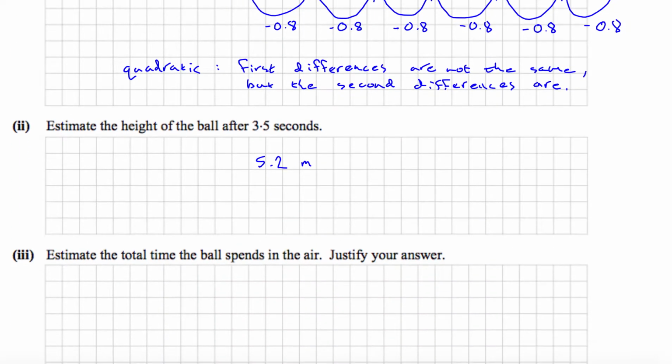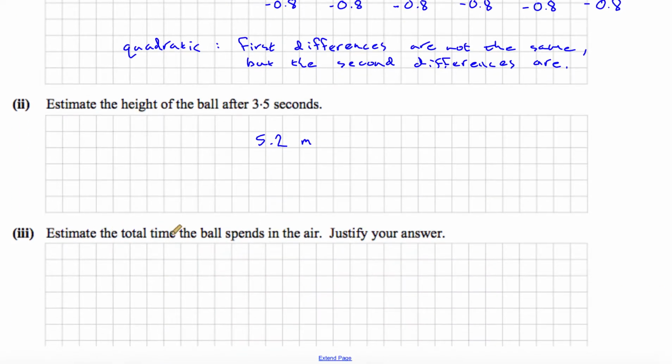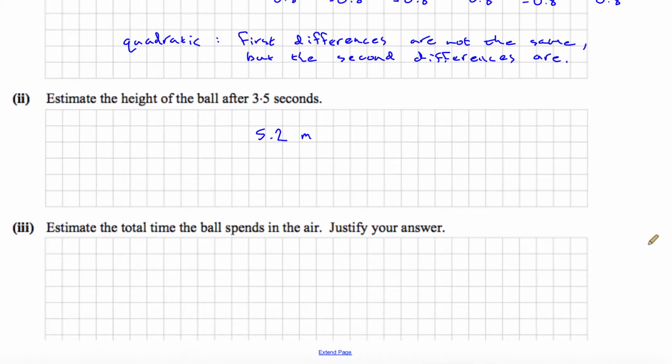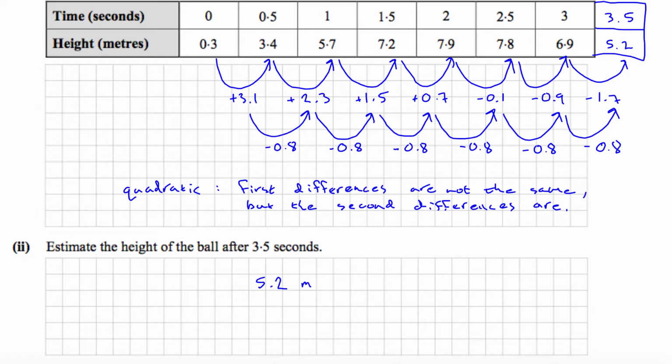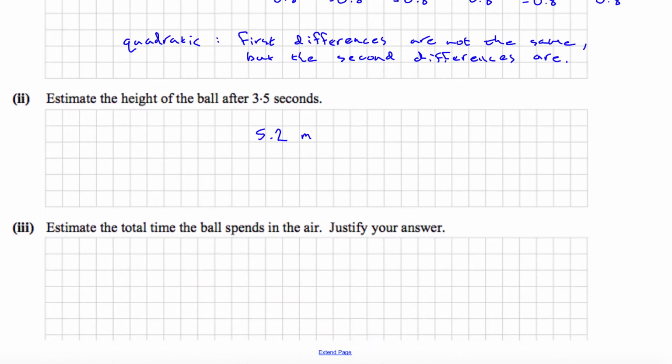Okay, and then finally, part 3 says estimate the total time the ball spends in the air and justify your answer. Okay, well, the total time the ball spends in the air, we can see that the height is increasing as we go along until it gets to 7.9. It starts to decrease again. So we want to see, when does it get down to 0? When is the height 0? Because that would mean it's on the ground. So we can continue on the pattern till we get towards 0.